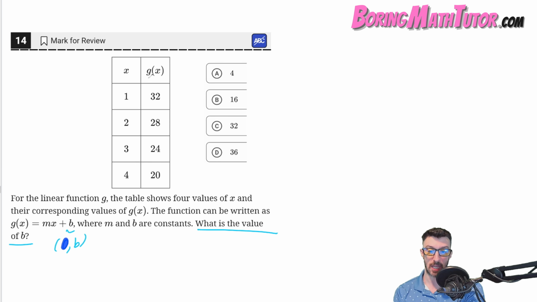Now, if we look at our table, they didn't give us the value when x is 0, did they? But we can easily pick up on the pattern here, is that each time I move up, I just have to add 4. So this is kind of a problem for babies.